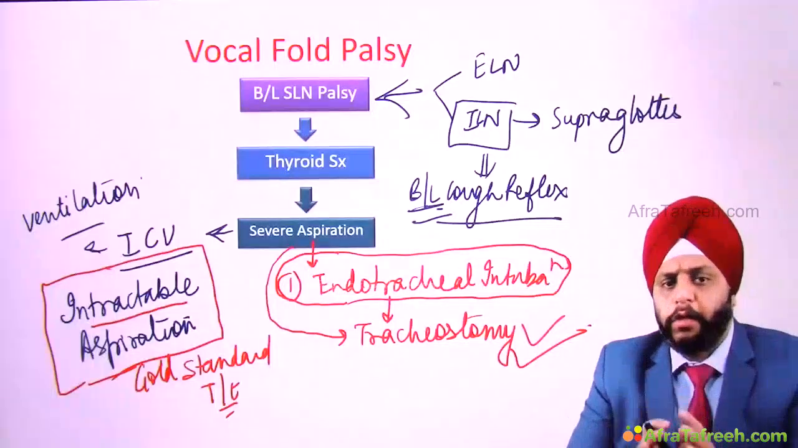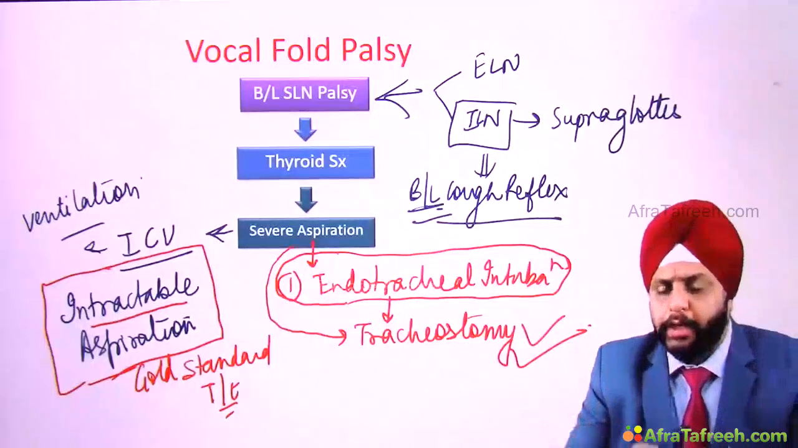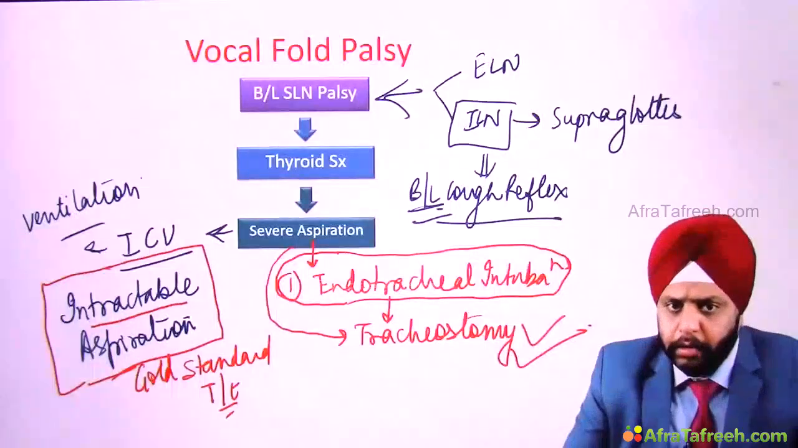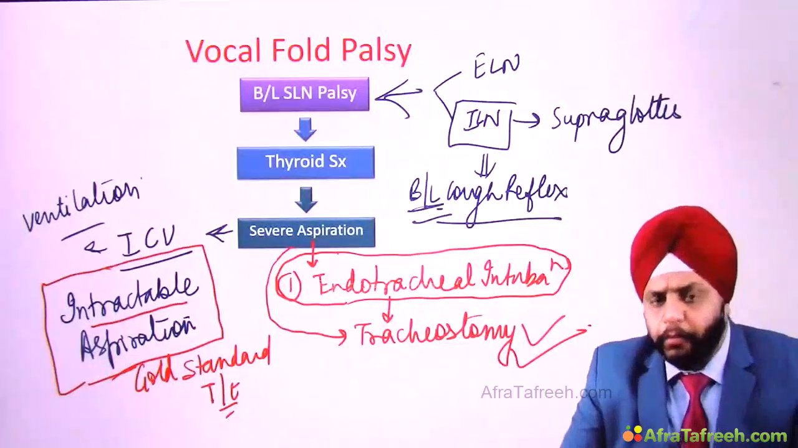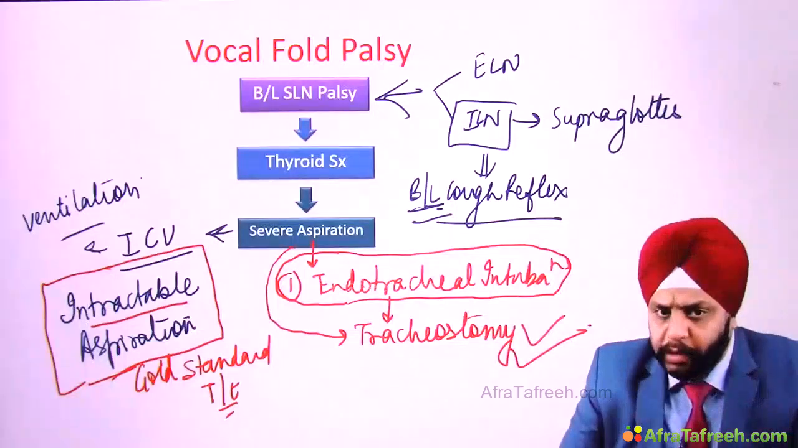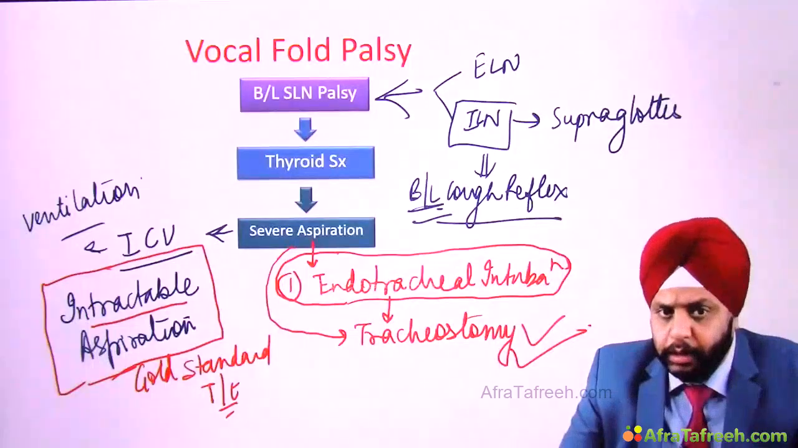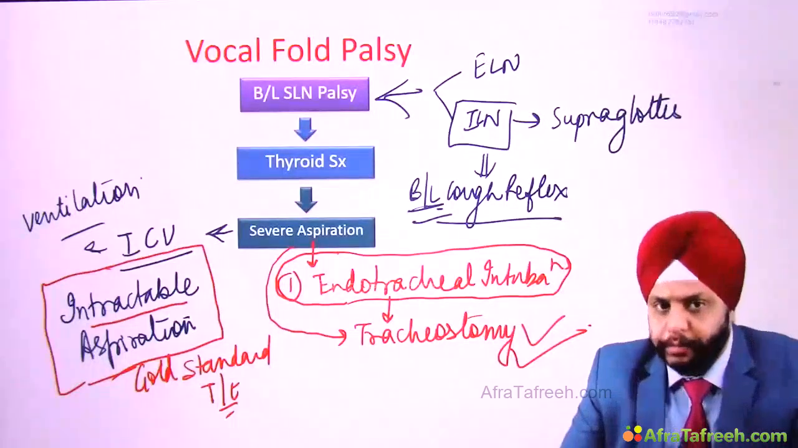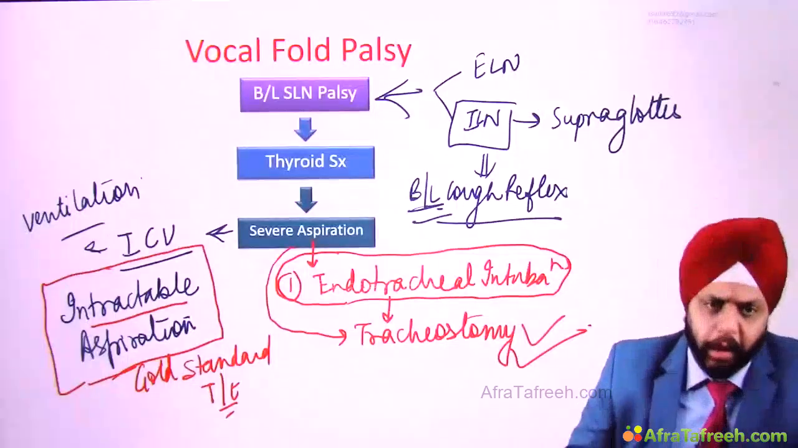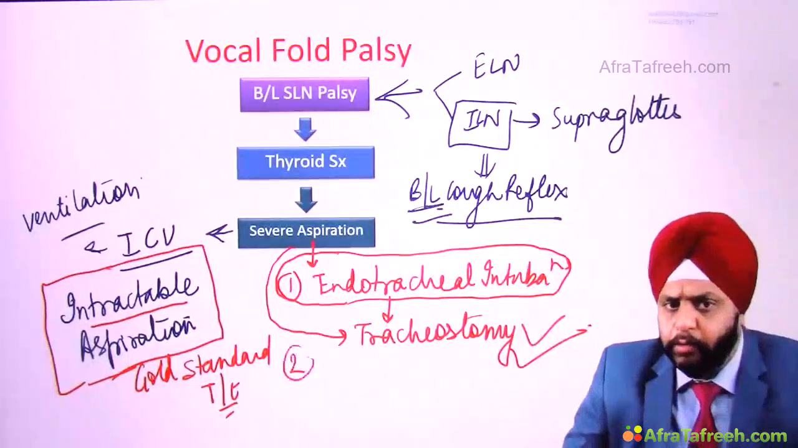So tracheostomy is not a foolproof method. It's a temporary measure, right? It's a transient measure before you try for some other foolproof method. It does not cause complete stoppage of aspiration. It decreases the aspiration, right? Okay, what other treatment modalities do we do?